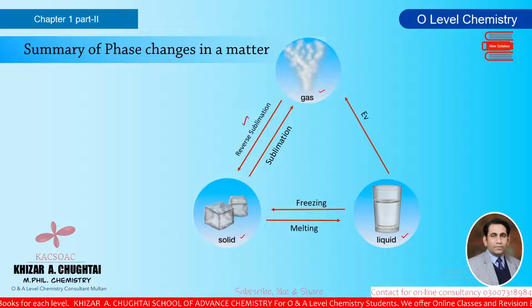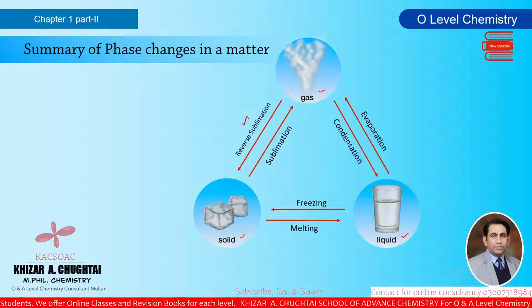When liquid is heated and goes into the gaseous state, it's called evaporation, or even if it is not heated, it normally converts into the gaseous state, and that is also evaporation. And when gas is cooled down and changes into the liquid state, this process is said to be condensation. So overall, there are basically six processes: reverse sublimation, sublimation, freezing, melting, evaporation, and condensation.